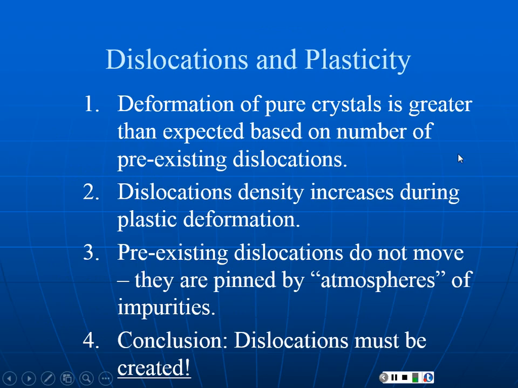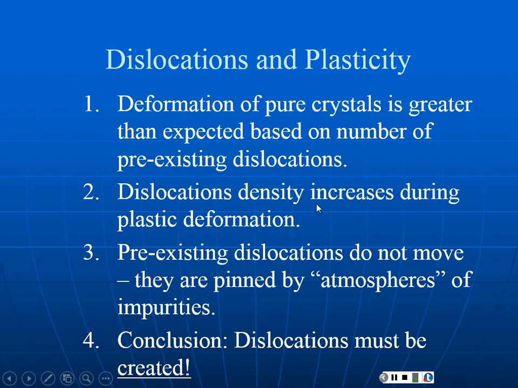Now, when we look at plasticity or the deformation of the crystalline metals by dislocation slip, we find that we get a lot more deformation than you would expect if you just took all of the pre-existing dislocations, everything that was in the crystal when we started, and from that you can kind of estimate how much deformation you should get. Well, we get a lot more than that. In fact, if we use X-ray, we can measure the dislocation density, and that increases during plastic deformation.